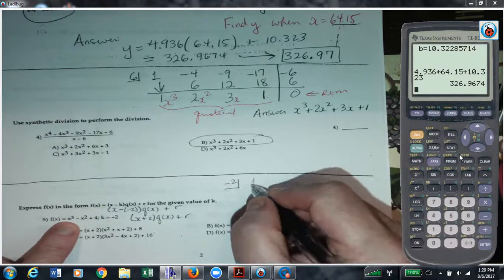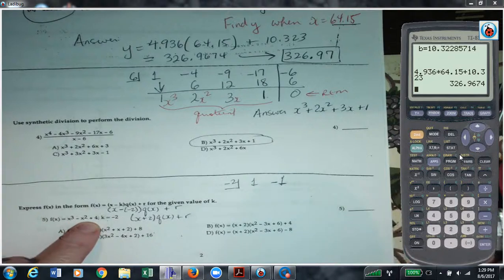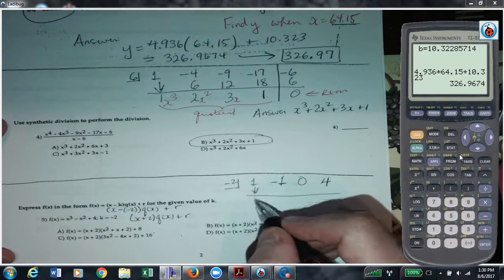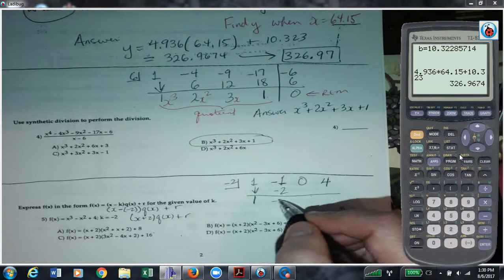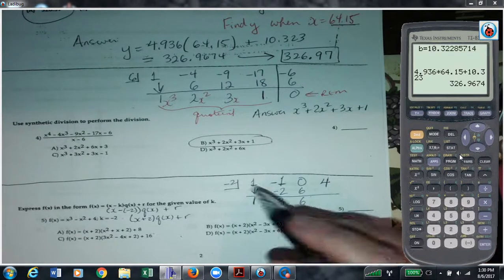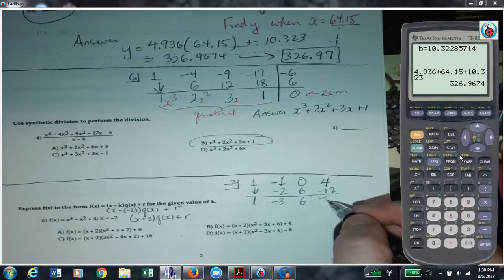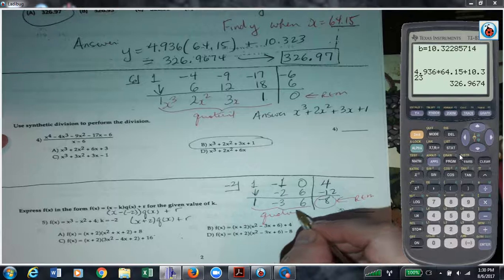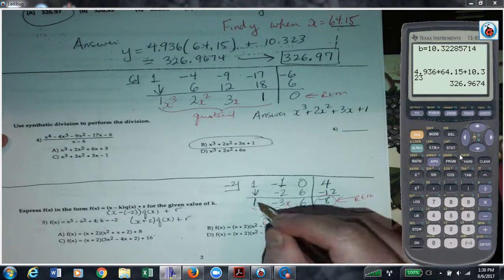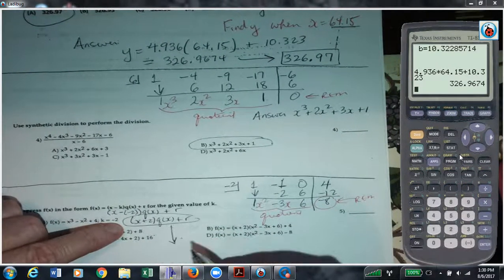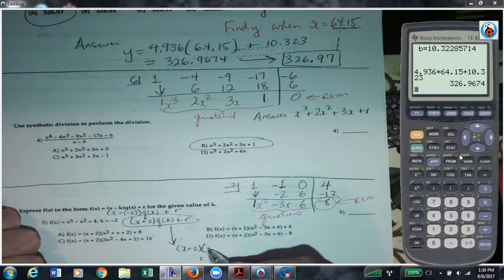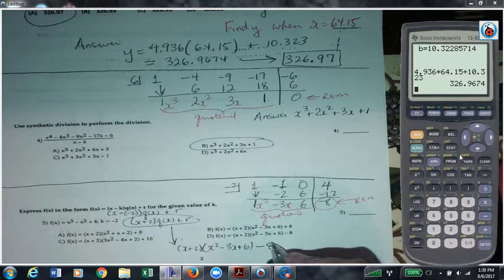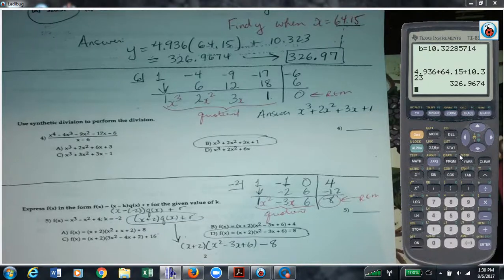And here I have 1 times x cubed, negative 1 times x squared, but then I have 0 times x, and then I have the constant of 4. So if you did 1, negative 1, and a 4, you left out that 0 placement. So I multiply here and I get that. I add, multiply those two together and add, and then 6 times negative 2 is negative 12, and if I add, I get negative 8. So this is my remainder. That is my quotient. So here's the bar. There's my constant term, my coefficient for x, and x squared. And so this will become x plus 2 times the quotient, so x squared minus 3x plus 6, plus the remainder, so plus negative 8, which is minus 8. And that is matching with selection D.